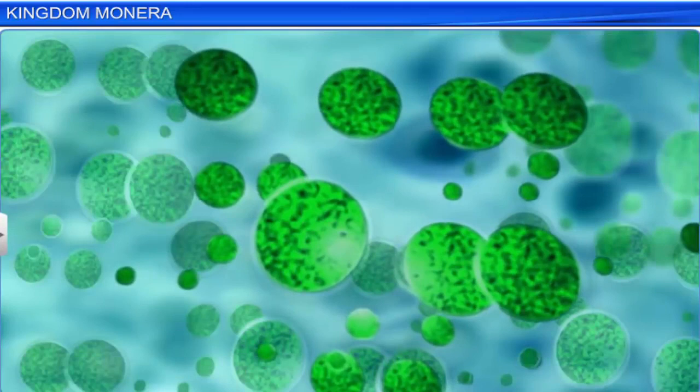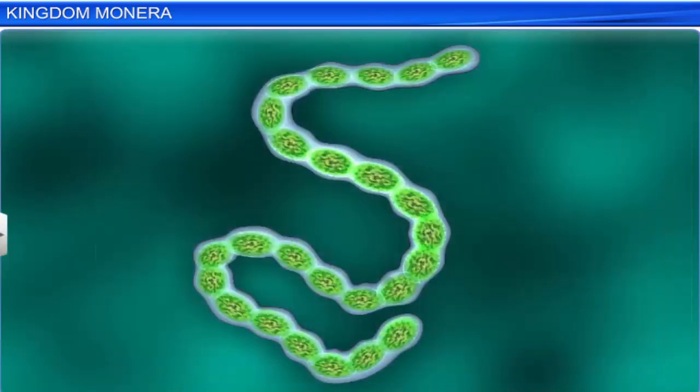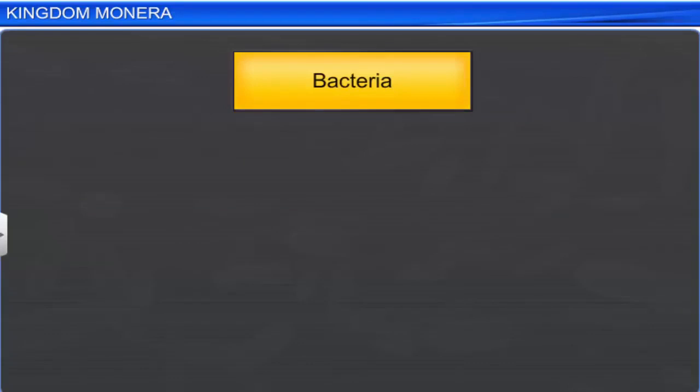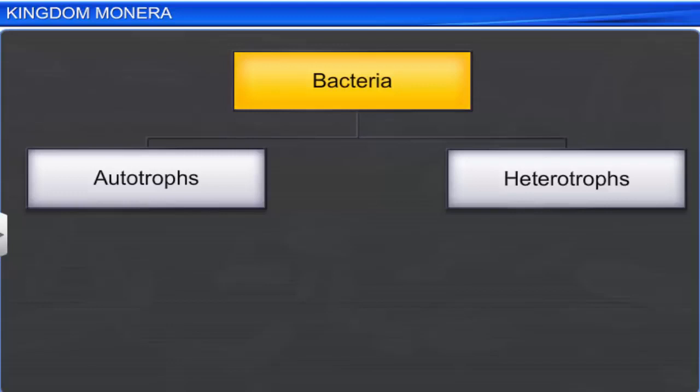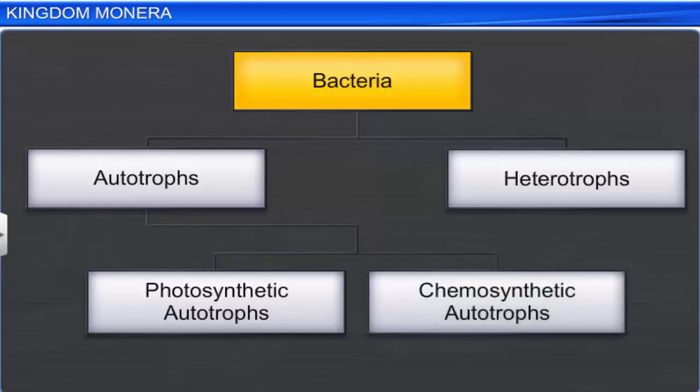Cyanobacteria, commonly known as blue-green algae, are examples of eubacteria. They are unicellular, filamentous algae that live in colonies. Their colonies are usually surrounded by gelatinous sheaths. Bacteria can be divided into autotrophs as well as heterotrophs. Autotrophs can further be classified into photosynthetic autotrophs and chemosynthetic autotrophs.